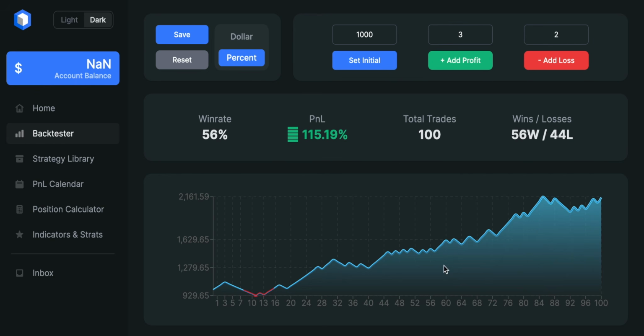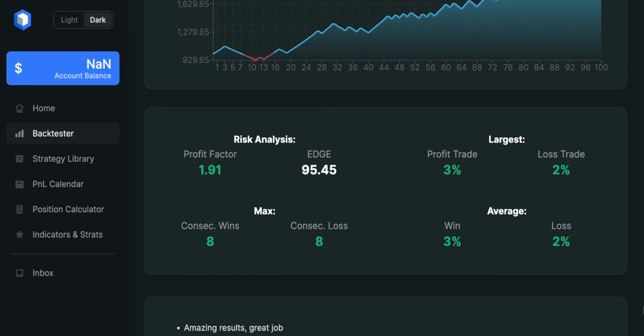However, we do see that we had some serious drawdowns. But again, considering the fact that we're only using 2 indicators, these results are really good. The profit factor is 1.91 and we had 8 consecutive wins against 8 consecutive losses.